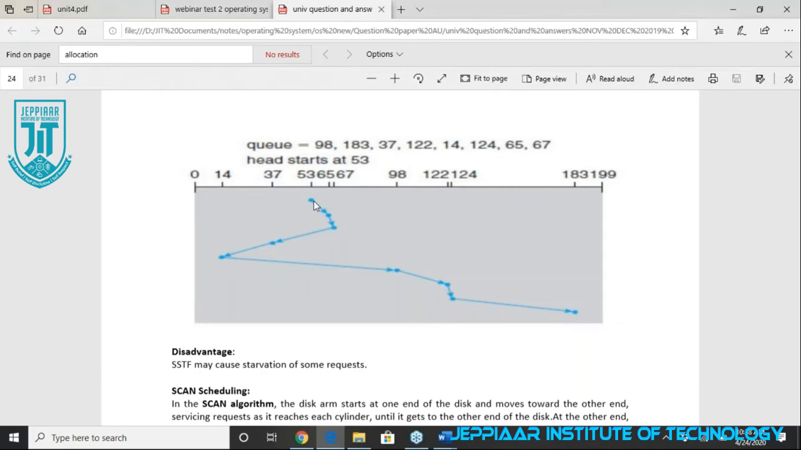Just tell me, 65 minus 53 is actually how much? That is equal to 12. And 53 to 37 takes 16. Here it is 12, there it is 16, so which is less? 65 is less, so you have to read block 65.